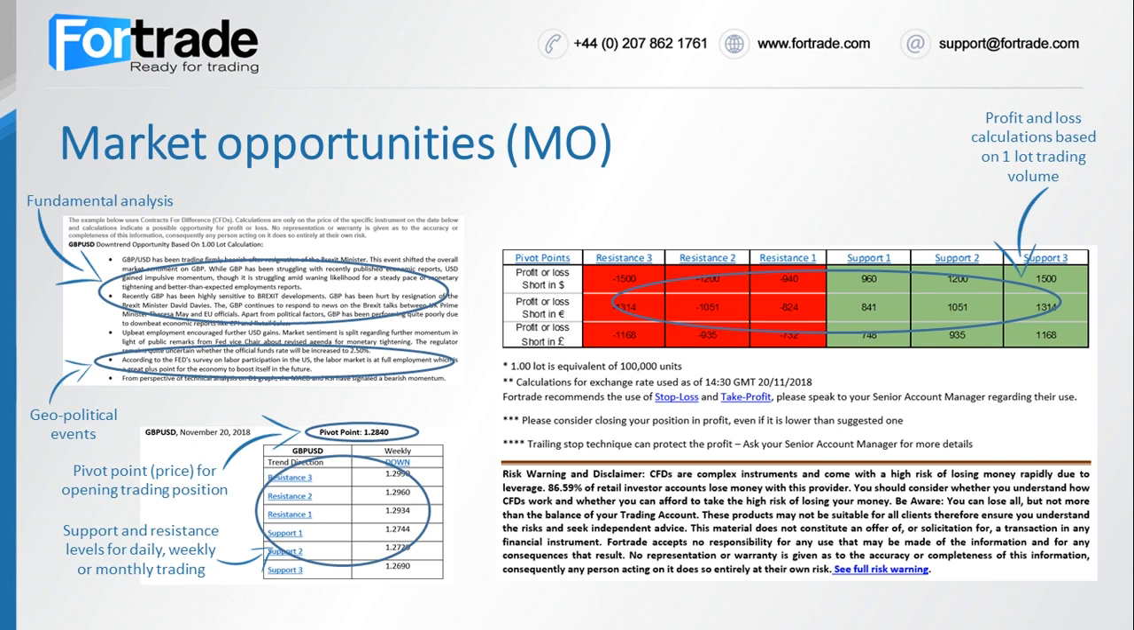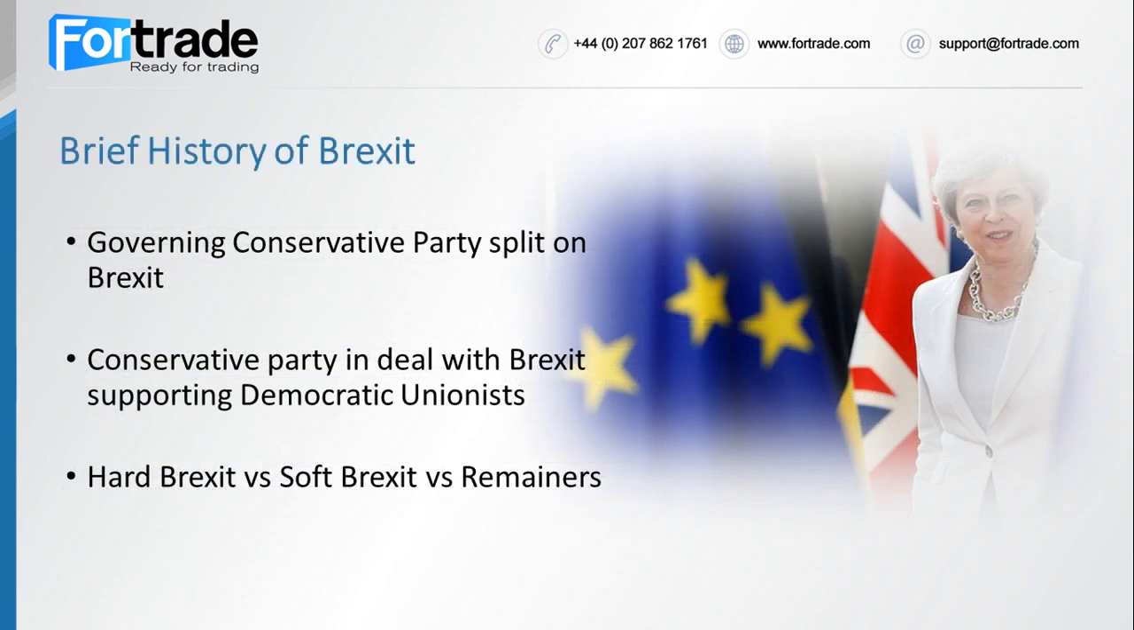The pivot point is the starting price based on which resistance and support levels are calculated. The support and resistance levels here are for daily, weekly or monthly terms. Finally, profit and loss calculations are based on a one-lot trading volume. So let's briefly go over Brexit.